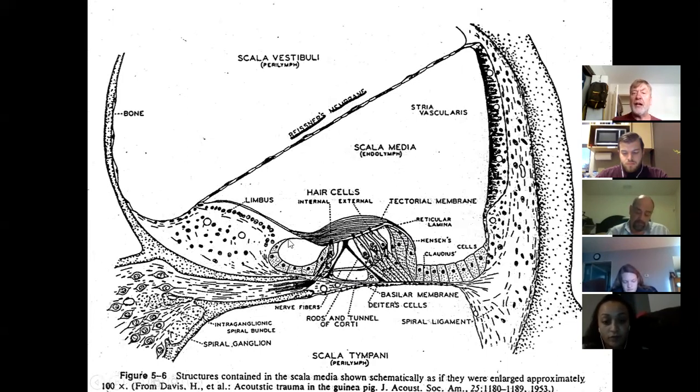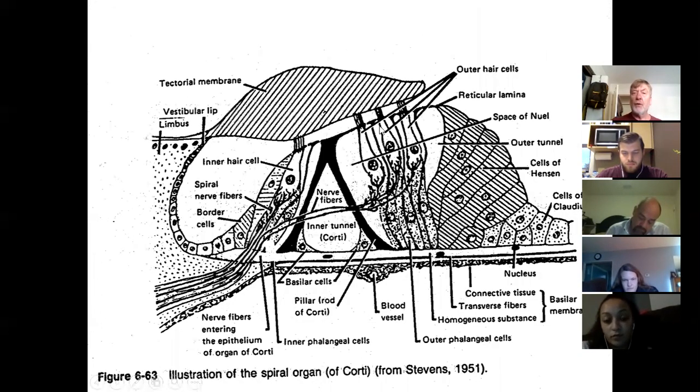This whole thing that I'm circling here is called the organ of Corti. Okay, let's move closer. Organ of Corti.